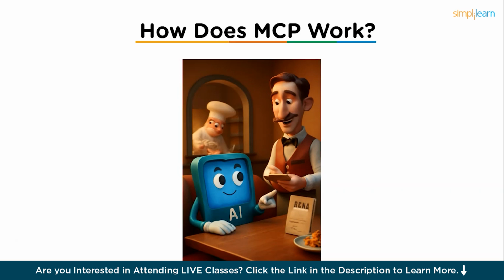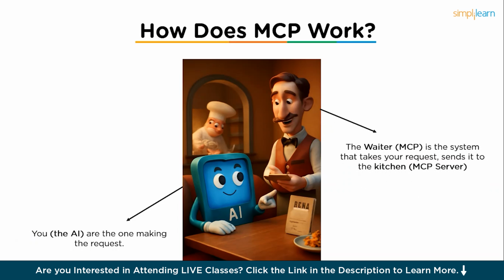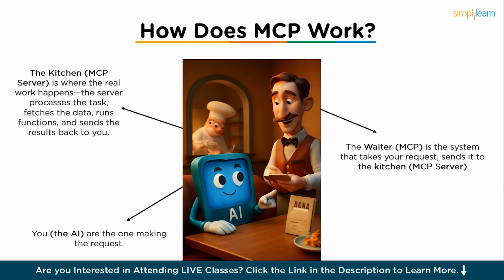So here I have a restaurant analogy for you to make it more understandable and more clear. Now imagine you're sitting at a restaurant and you, that is the AI, are placing an order. You can tell the waiter, MCP, exactly what you want. The waiter then takes your order to the kitchen, which is the MCP server, where the food, that is your data or task, is being prepared. Once it's ready, the waiter brings it back to you.